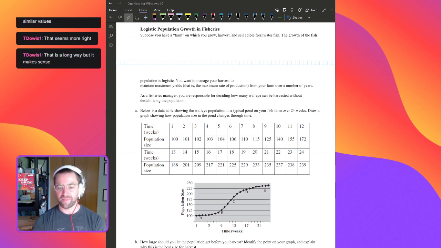Without destabilizing the population. Below is a data table showing the walleye population in a typical pond in your fish farm over 24 weeks. Draw a graph showing how population size in the pond changes over time.